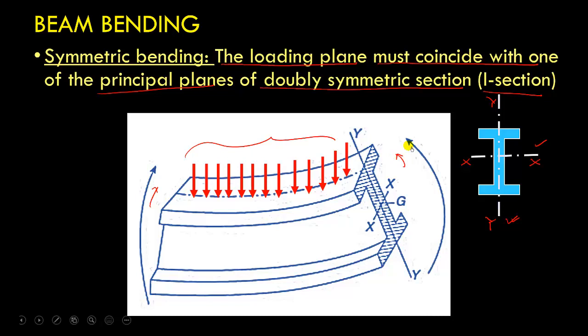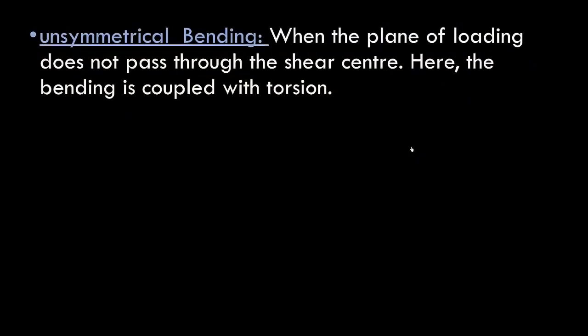So the next kind of bending is unsymmetric bending. This is when the plane of loading does not pass through the shear center, and in this case bending is often coupled with torsion. So we have bending as well as twisting. This kind of bending is called unsymmetrical bending. We will discuss more about the shear center in the next few slides. But before that, let us illustrate unsymmetrical bending.